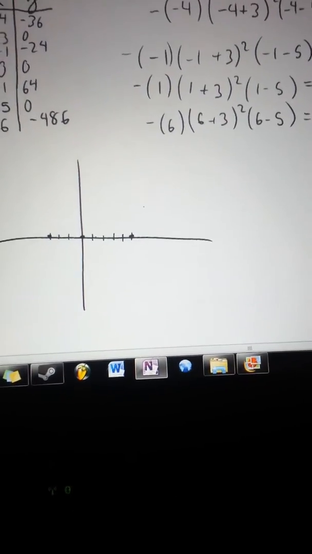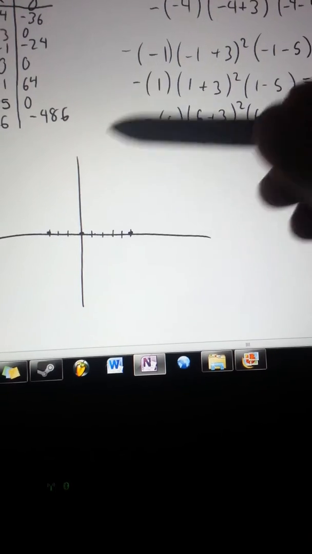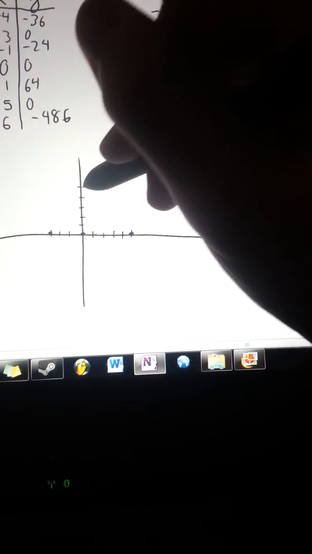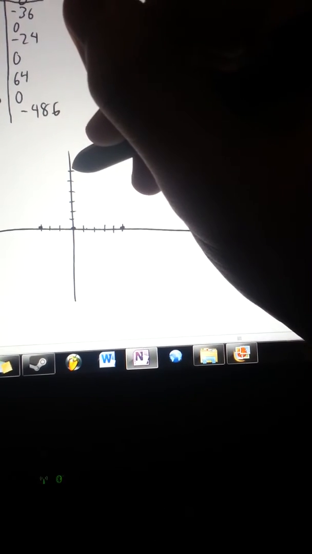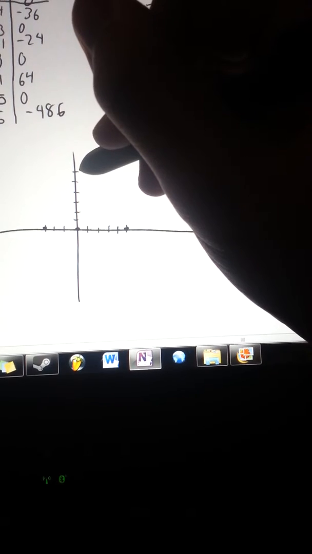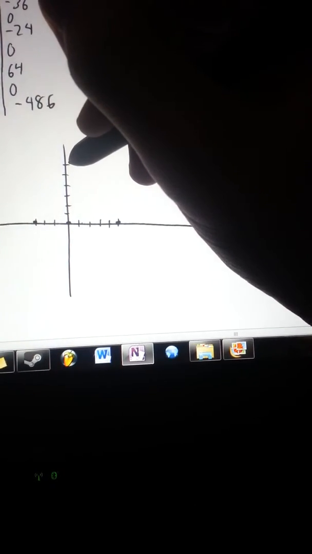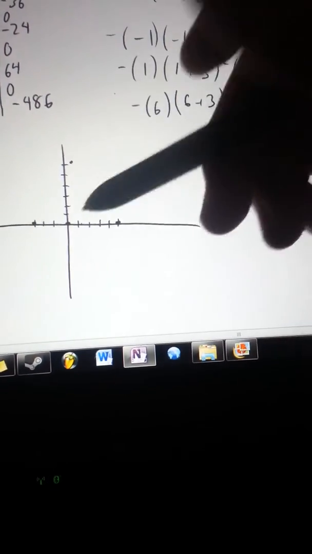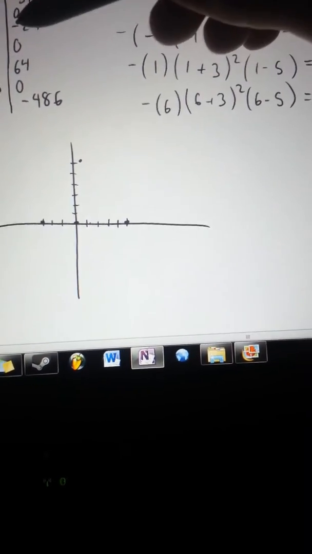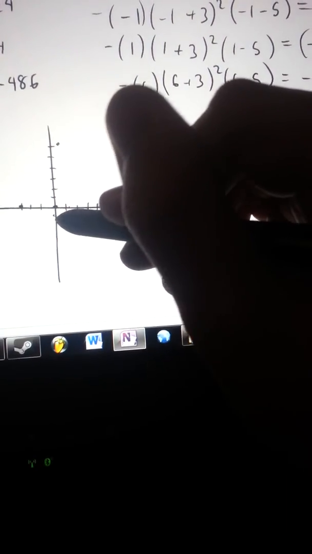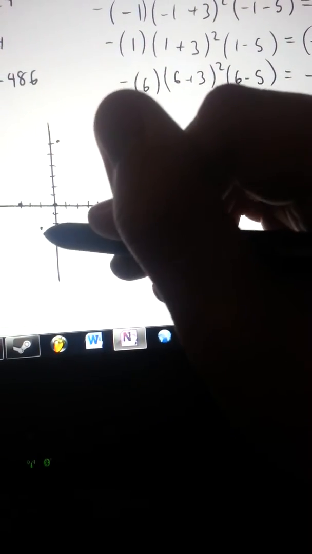And then for 1 and 64, we're going to compress this a bit. And I'll go by tens. So 10, 20, 30, 40, 50, 60, somewhere around there. We're going to have another point, about right there. And then you have negative 1 and negative 24, so about 1, 2 down, somewhere around there, we'll have another point.